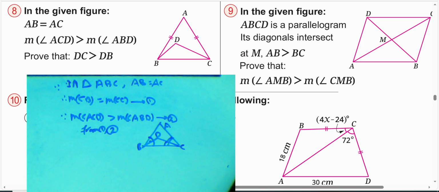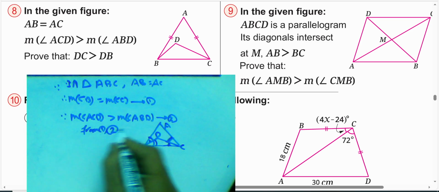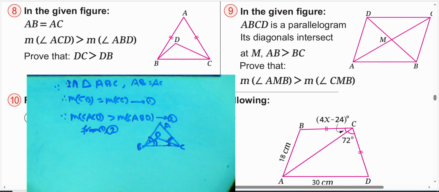You want to prove that DC is greater than DB. Look at it again: this angle is greater than this angle. Then the remainder here, about the first angle, is less than this angle. Then the remainder here, less than this angle, will be less than this angle. From relations 1 and 2, we can find the inverse.